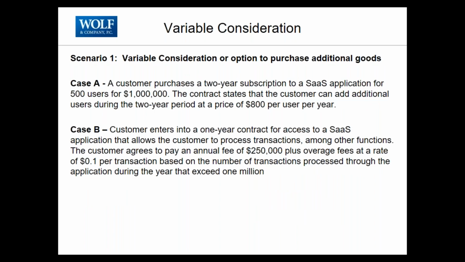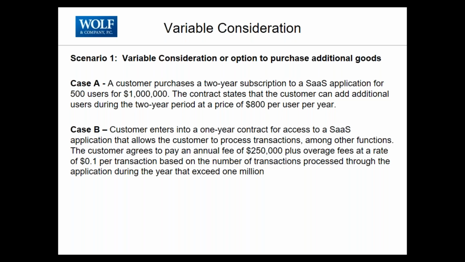So scenario one. The question here is, is each case an example of variable consideration or is it an option to purchase additional goods? Let's take case A. A customer purchases a 2-year subscription to a SaaS application for 500 users for $1 million. The contract states that the customer can add additional users during the 2-year period at a price of $800 per user per year. So here the entity would determine that its performance obligation is to provide continuous access to the SaaS application for the 500 users for the 2-year term.